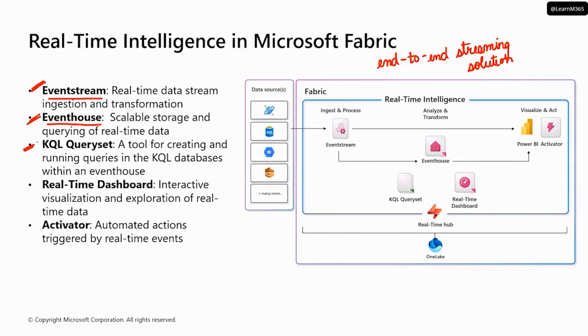Then the third component of this real-time intelligence is the KQL query set. Query set means that we can query and analyze the data in the Event House by using KQL queries, which are organized in the KQL query set. It's a querying tool for creating and running queries in the KQL databases within an Event House.